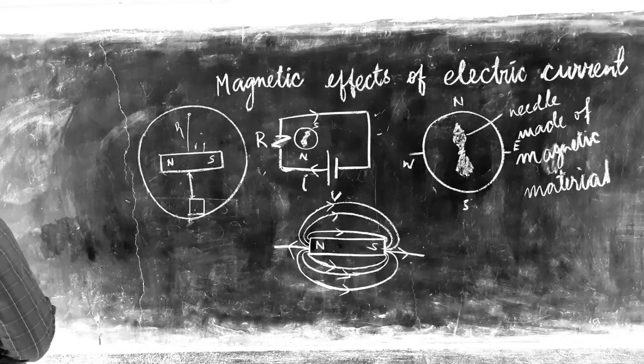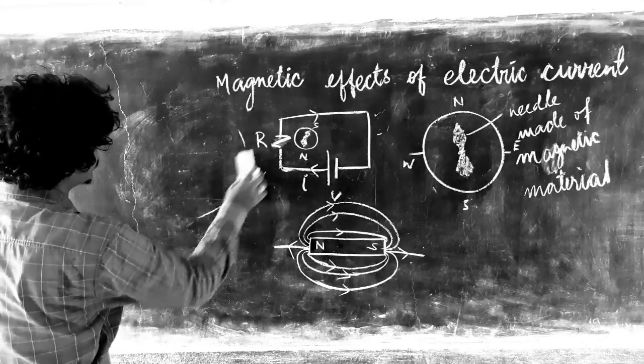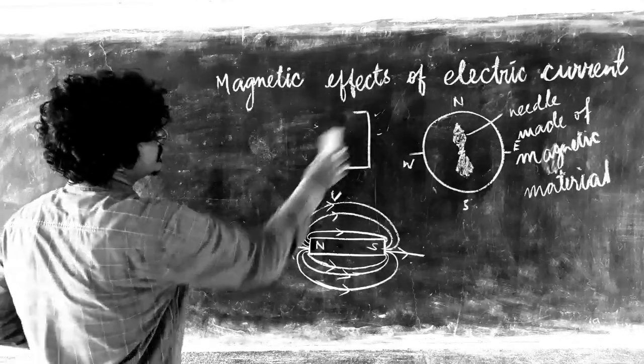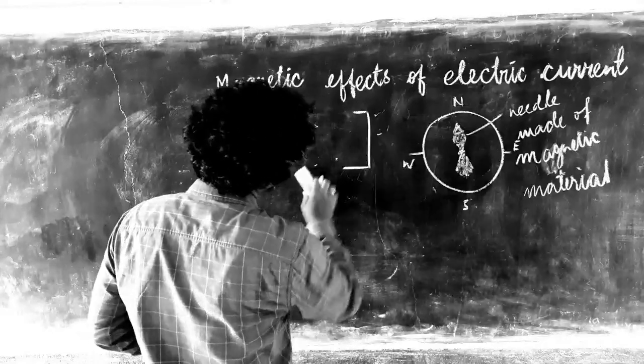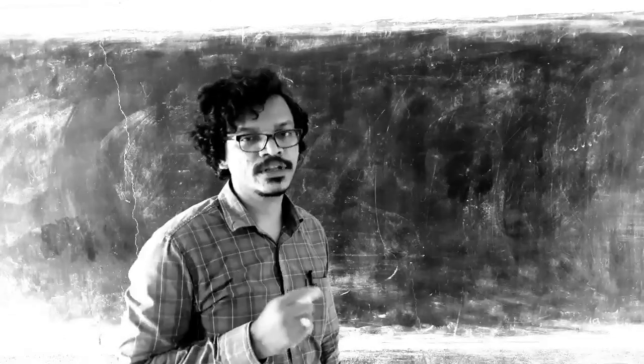First of all, magnetic field is imaginary. Magnetic field line is an imaginary line. There is no real line. So what does a magnetic field line tell? Magnetic field lines tell the strength of the magnetic field and the direction of the magnetic field. Magnetic field has both direction and magnitude.